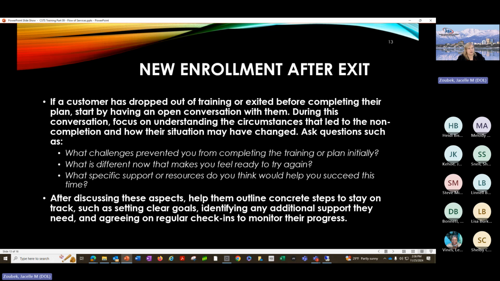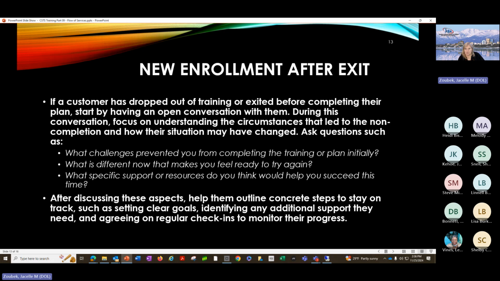Focus on understanding the circumstances that led to the non-completion and how that may have changed, and ask some open-ended questions. What challenges prevented you from completing last time? What's different that makes you feel ready to try again? What specific supports or resources do you think will help you be successful this time? After discussing those aspects, help them to outline concrete steps to stay on track, such as setting clear goals, identifying any additional support they need, and agreeing on regular check-ins to monitor their progress.